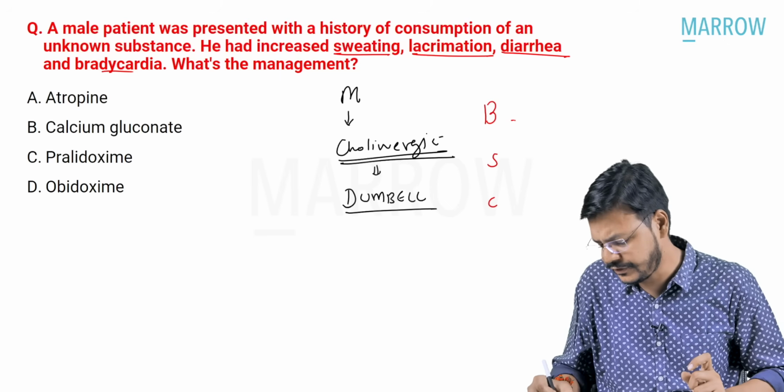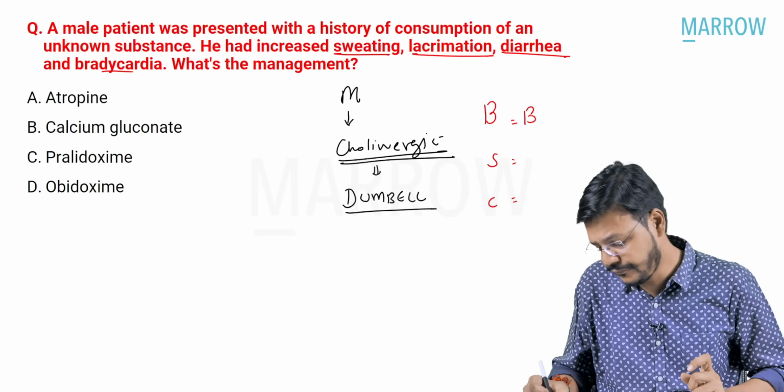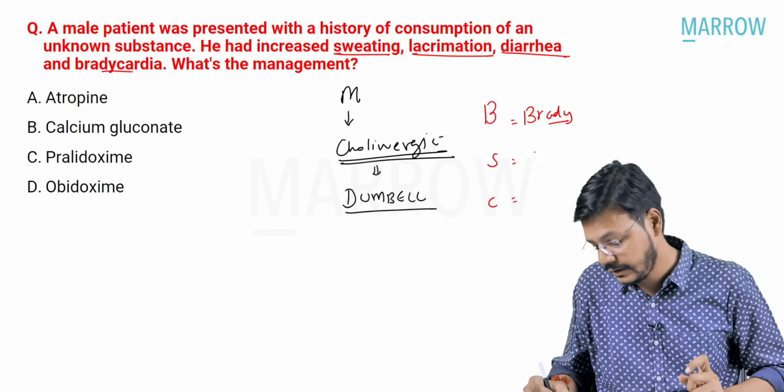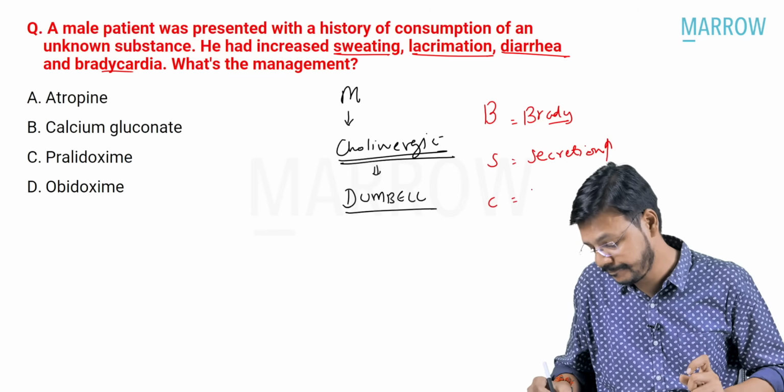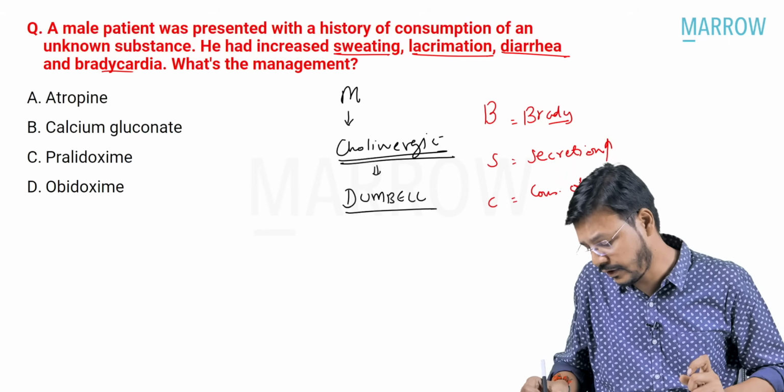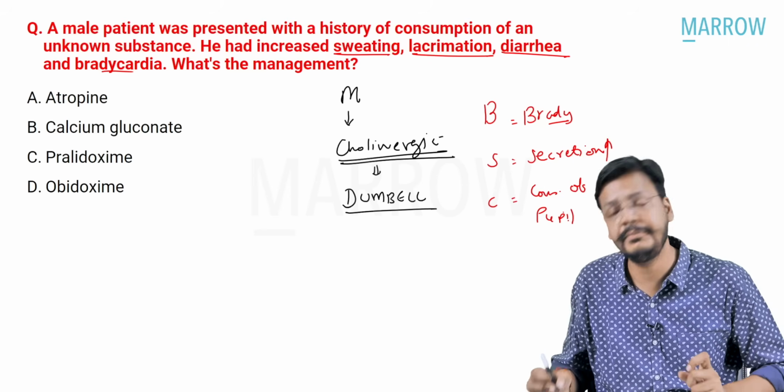This is sufficient, my dear friend. B for bradycardia. S for secretions of the body are increased. And C for constriction of pupil, which is known as miosis.